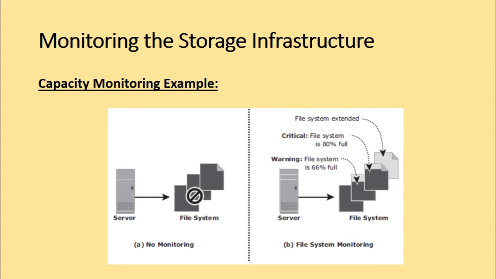So once it reaches 80%, a critical message is issued when the file system reaches 80% of its capacity, as shown in this particular diagram here. This enables the administrator to take action to extend the file system before it runs out of capacity. So this is called a preemptive measure. Proactively monitoring the file system can prevent application outages caused due to lack of file system space. So that is one more example for capacity monitoring.